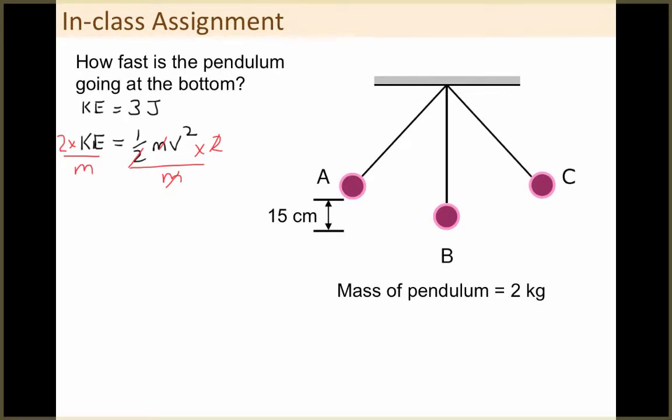And then finally, because I have this squared here, I'm going to take the square root of this side and the square root of this side to get rid of that squared. If I simplify this out, I now have the kinetic energy over the mass, times 2, all under the square root sign, equals my velocity. So now I can calculate my velocity if I know both my kinetic energy and the mass. Let's see, do we know the mass of the pendulum? We do. It's 2 kilograms.